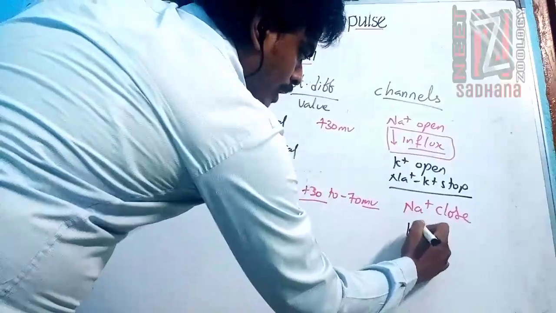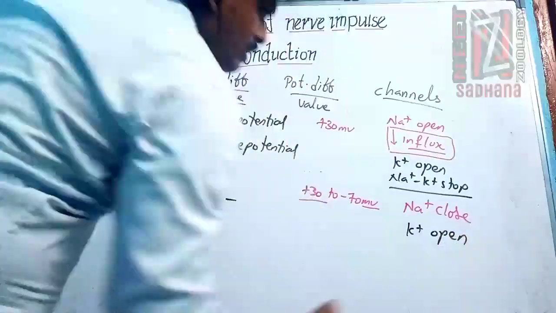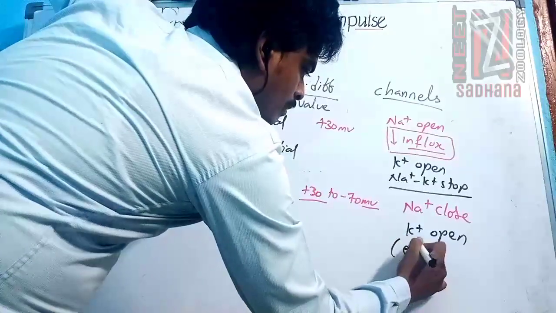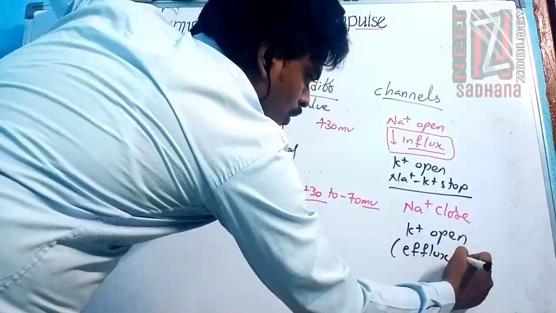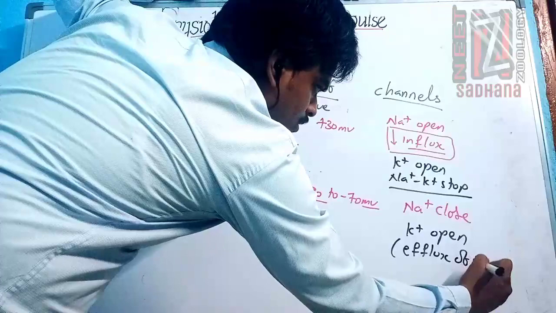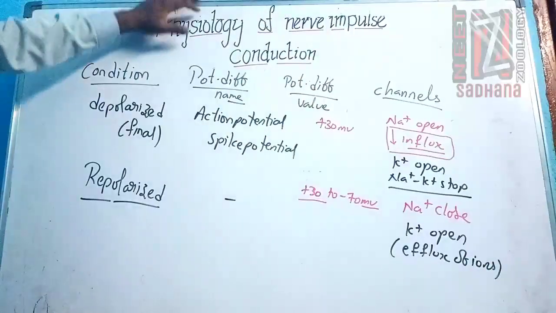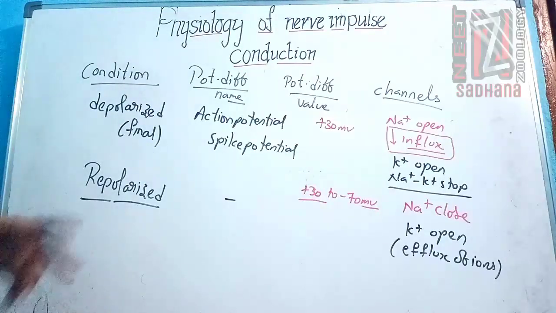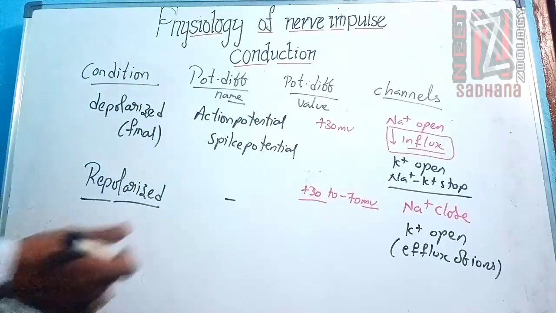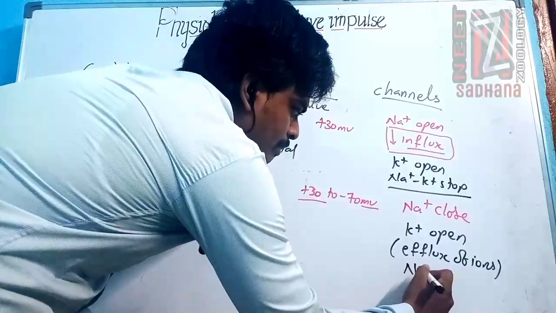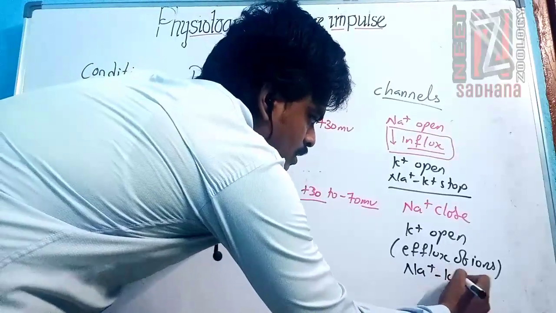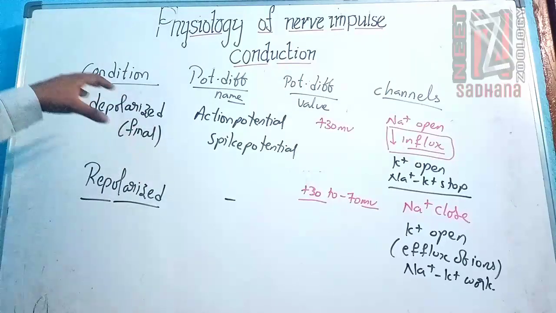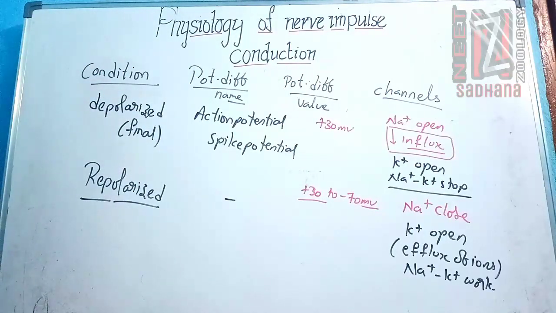The potassium will open, but here the point is there will be efflux. That means the potassium ions will move more. Efflux of the potassium ions. So potassium ions are moving out much faster, creating this negative potential difference. And obviously the sodium potassium pump will work. Sodium potassium pump will be working continuously except in the depolarized state.